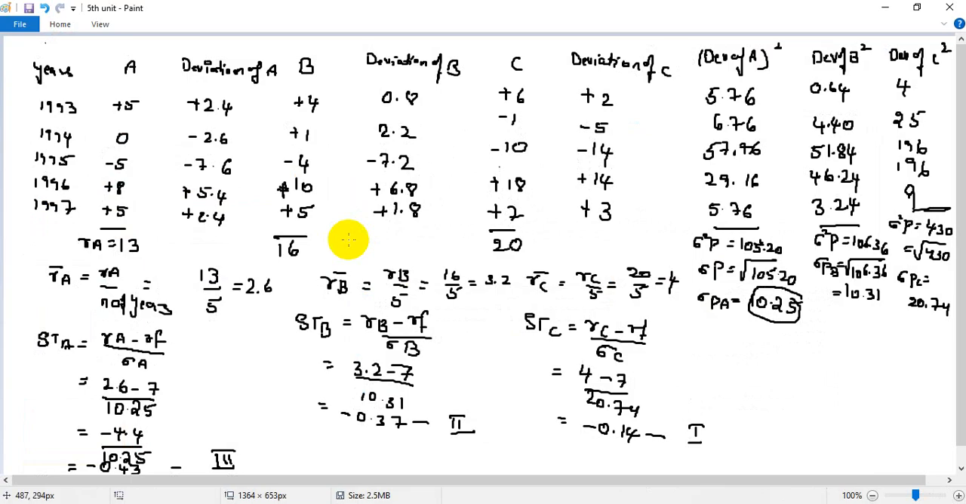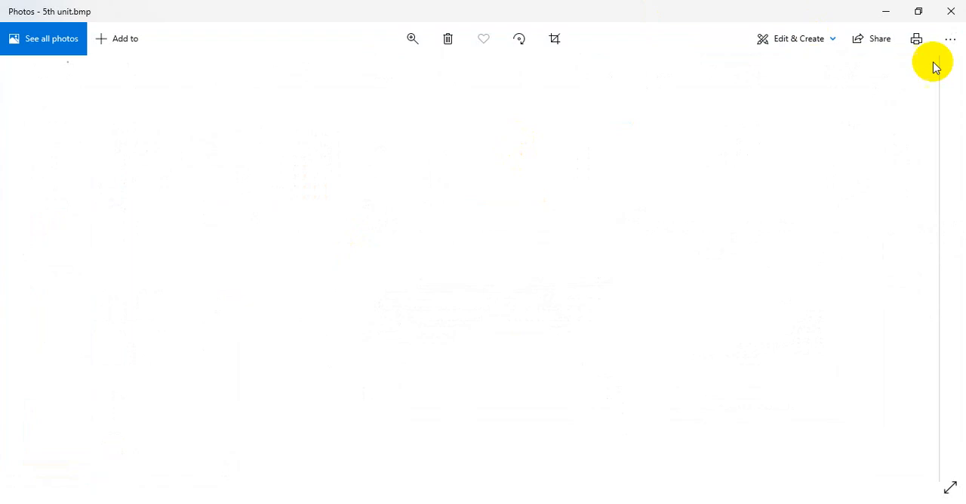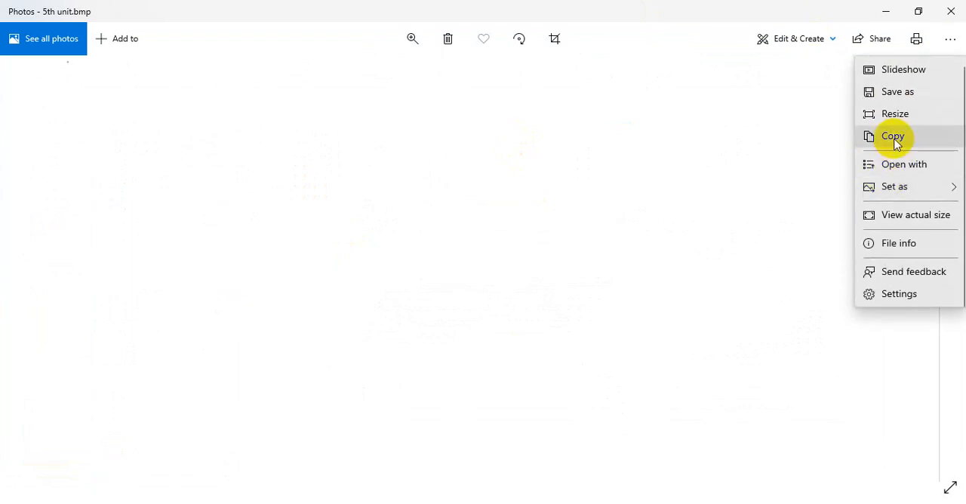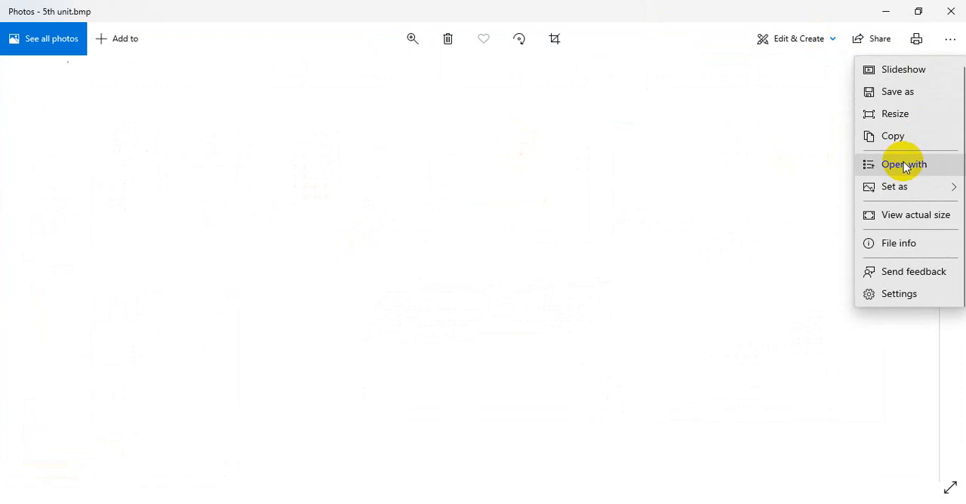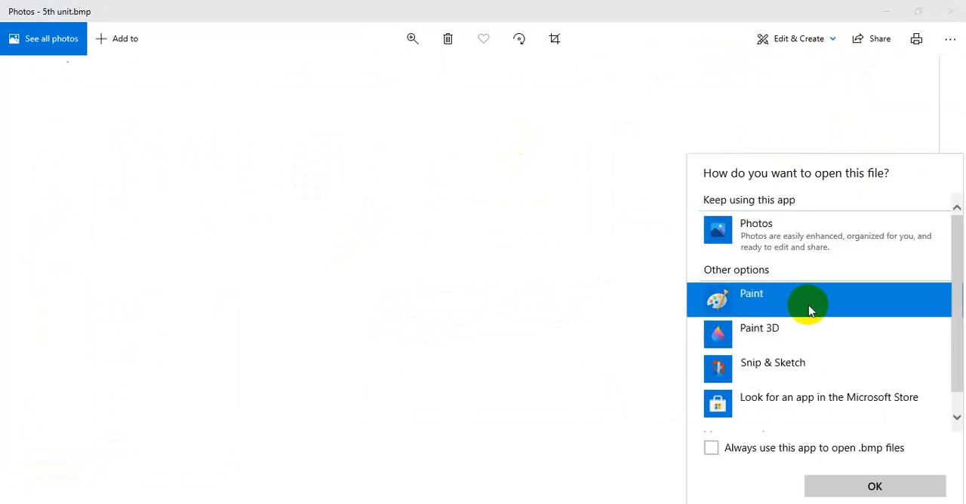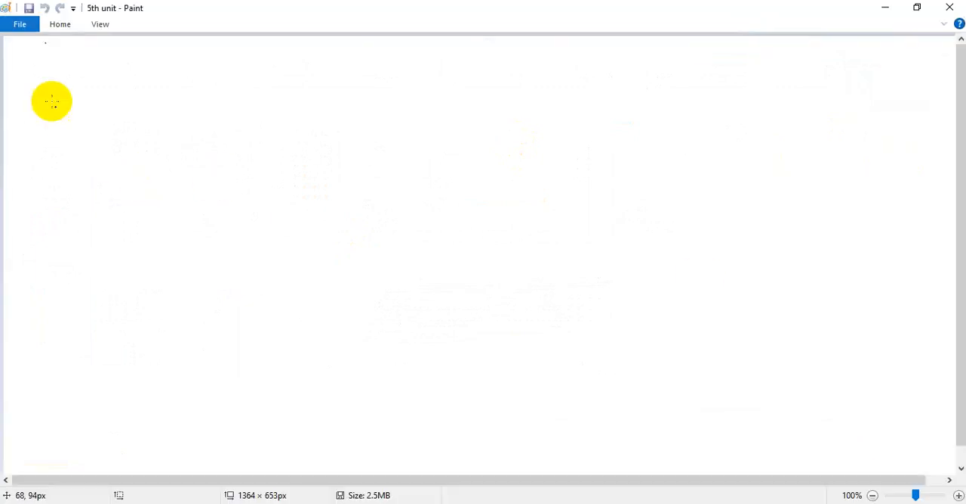So let's take this question and do another problem as such. I'll write down the information. M, N and O, these are the three firms. Returns are 15, 13 and 12.